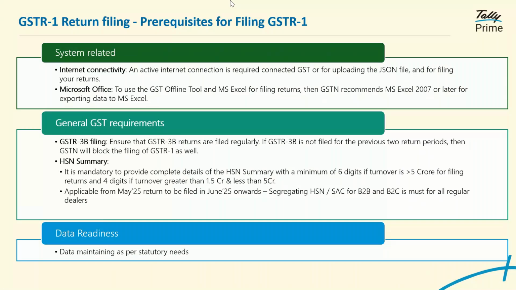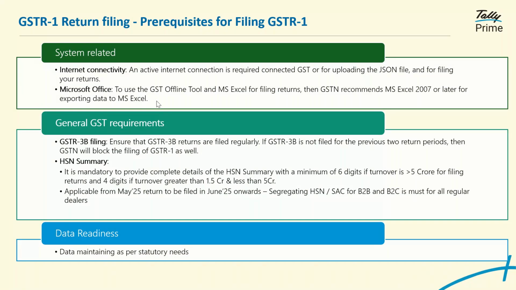In this, it has been divided into three aspects. The first one is about the system related. The second one is about the GST requirements. And the third one is about the data readiness. If I am talking about system related, a very important thing, as you all know, is the internet connection. You should have an active internet connection.